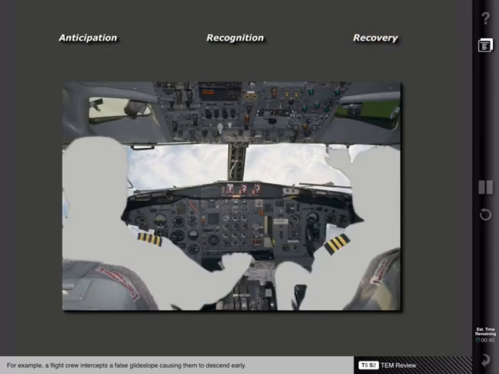For example, a flight crew intercepts a false glide slope, causing them to descend early. The flight crew, anticipating a threat, notices this when they cross-check their altitude against the approach chart. Recognizing the situation, they promptly execute a go-around, rather than analyzing the cause. By continually applying TEM principles in day-to-day operations, the flight crew maintains a margin of safety by reducing the likelihood for safety-compromising situations. This concludes the module on threat and error management.